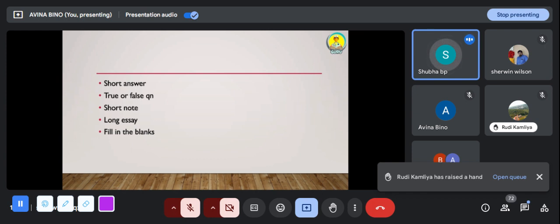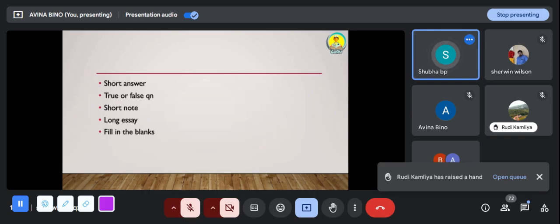So your answer should be written in detail, and mainly they ask about programs which are conducted in the community. In short notes they will ask mainly programs, for example the national mental health program, national nutritional program, and midday meal program. In the community health nursing subject you are going to study many programs, and mainly they will ask these programs for short notes, so focus mainly on the programs. The next pattern is the long essay, which carries 8 to 10 marks.